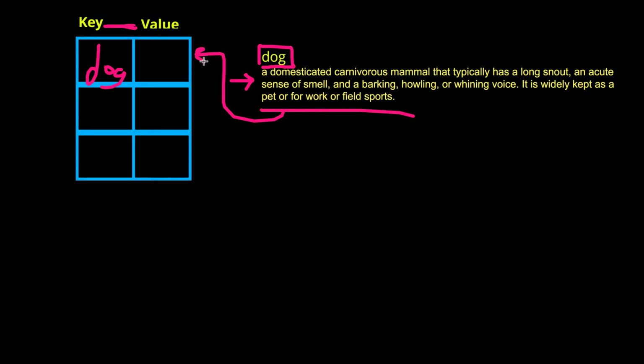Now, it's important to note that these keys and these values can actually be any data type that you want. For example, in this case, the key and value are both strings, but they could be integers, characters, they can even be arrays, lists, or other objects, or even linked lists, or anything like that.